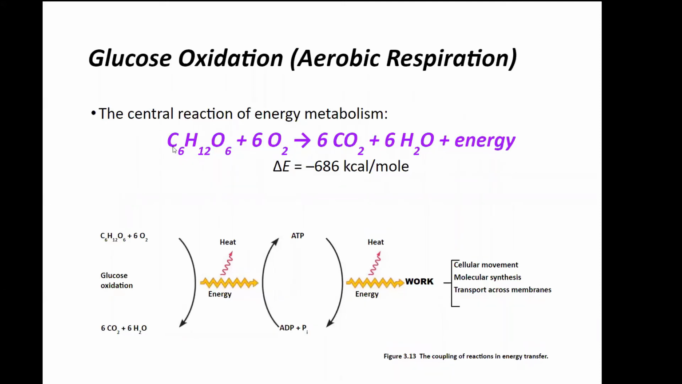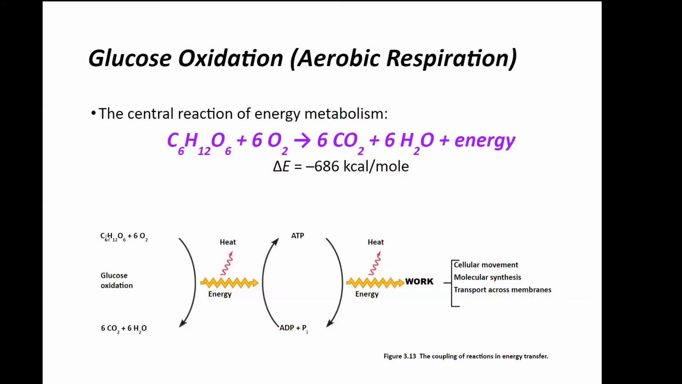So here we have our glucose, C6H12O6. We have some oxygen because we're doing glucose oxidation. And then we get out carbon dioxide, water, and energy at the end of this process. Okay, so we can diagram this in different ways.